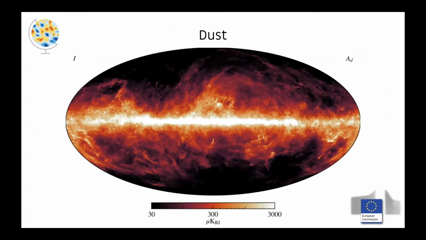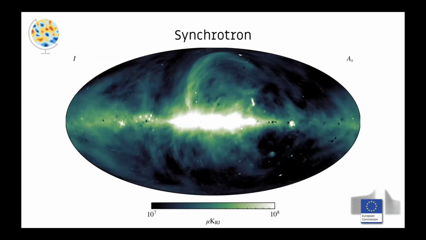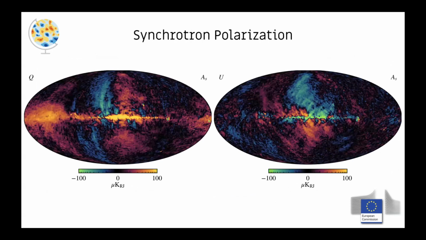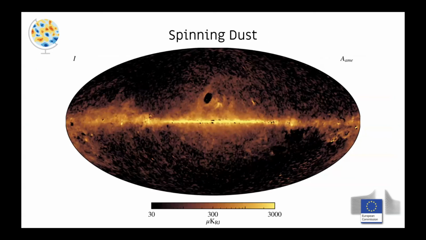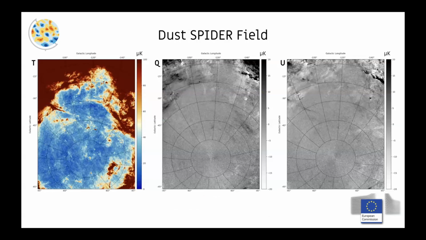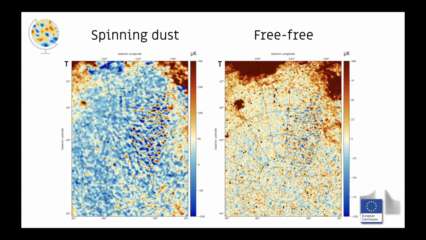Okay, and then we can look at all the foreground components. So this is dust temperature, dust polarization, synchrotron, synchrotron polarization, free-free emission, spinning dust. And then we can zoom in onto the Spider field. And this is dust in the Spider field, synchrotron in the Spider field. And then we have spinning dust and free-free emission in the Spider field.